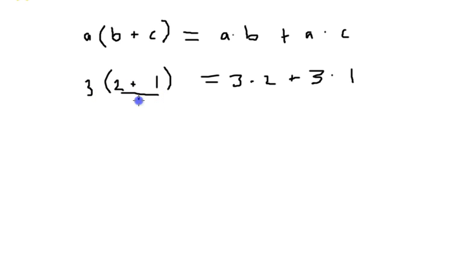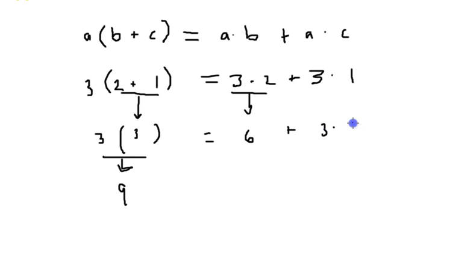Order of operations on the left side would yield parentheses first, so we'd have 3, and then we'd be multiplying it by this 3, and that would be 9. Now if we look at the right side, order of operations, we do multiplication first, from left to right, so that would give us 6 plus 3 times 1, and then we would do order of operations again. That would give us 6 plus 3, and then finally we would do the addition, and that would give us 9.